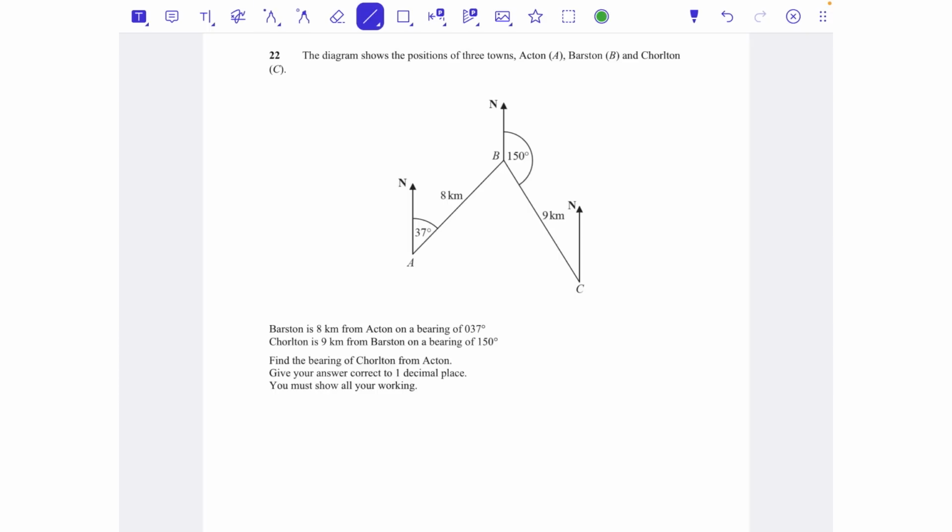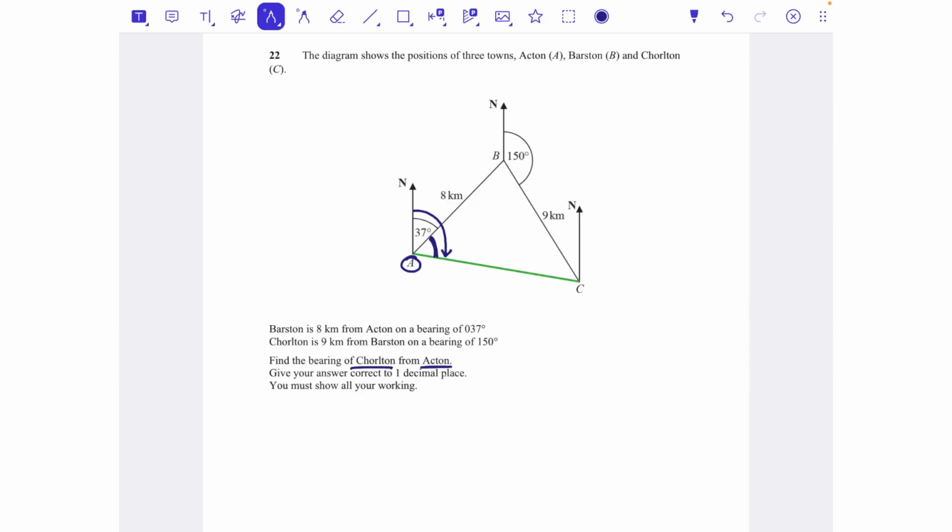So I'm going to draw a line here because the bearing that I actually want is always bearing start north and go round until you're facing the direction you want. So the bearing of Chorlton from Acton means you're stood at Acton looking at Chorlton. How many degrees round is that? So essentially we need this angle here, and then we can add it onto 37. Now to be able to work out that angle there, we're looking at that triangle ABC.